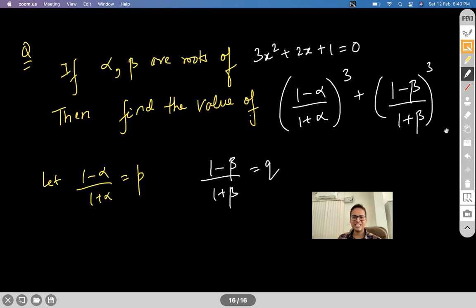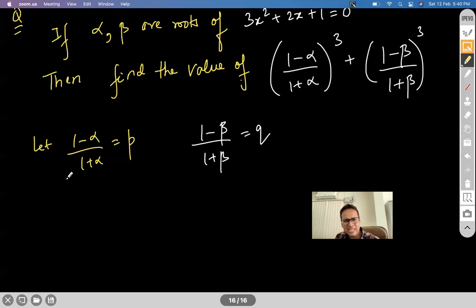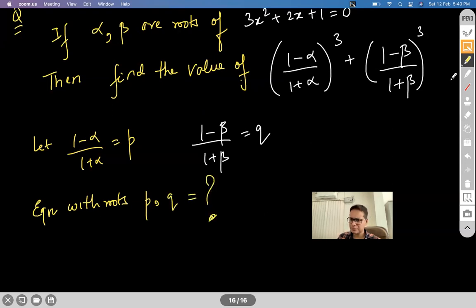Okay. See, if you're taking this much time, means your approach is not right. That means you will find that you're doing a lot of unnecessary things. Okay. See, let me ask you this question. What will be the equation? Can we get an equation with roots P and Q? Okay. What is this equation? Can we find that out?